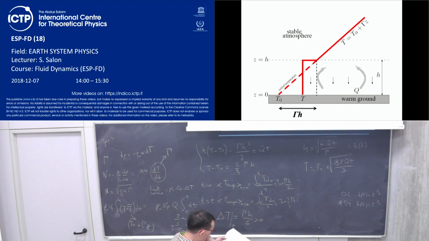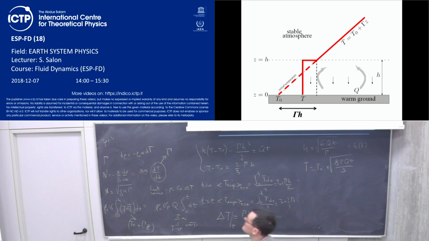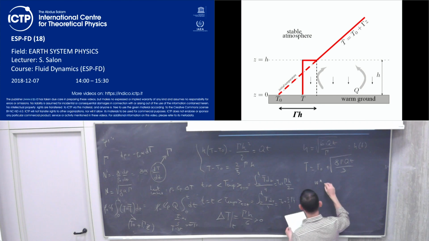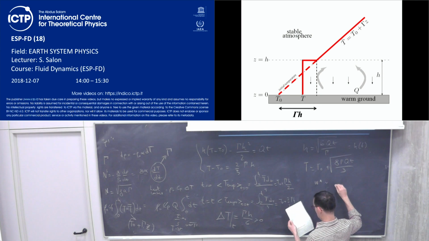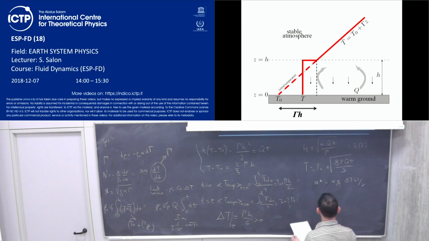Okay, so if we calculate, and this is the last point, we calculate the value of kinetic energy and potential energy, we can say that the vertical velocity scales as alpha g delta t h squared over n.